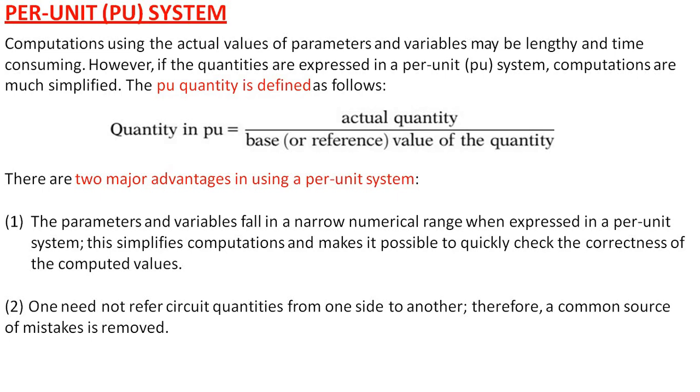There are two major advantages to using the per unit system. The first is that parameter variables fall in a narrow numerical range when expressed in a per unit system. This simplifies computations and makes it possible to quickly check the correctness of the computed values. Second, one need not refer circuit quantities from one side to another. Therefore, a common source of mistakes is removed.